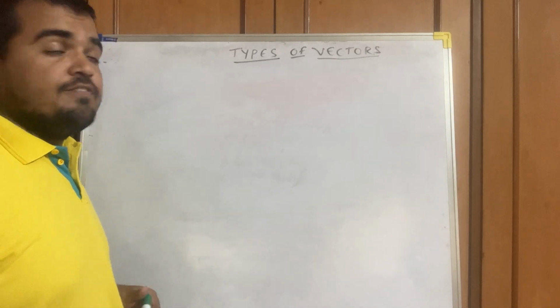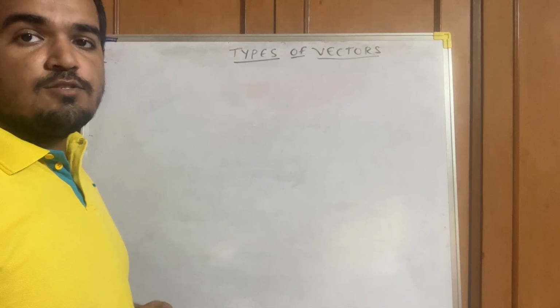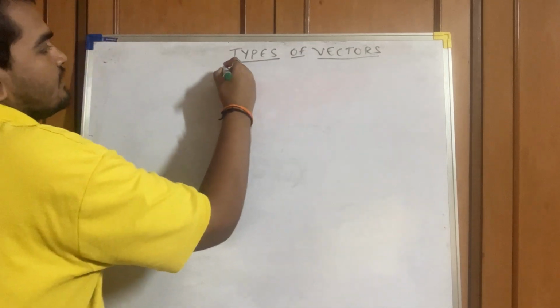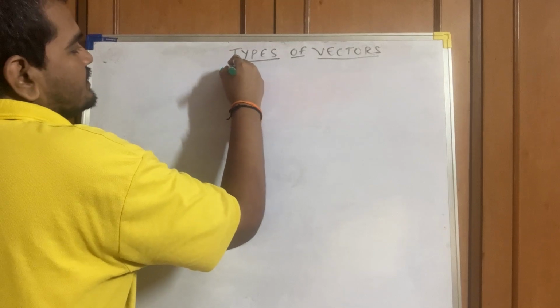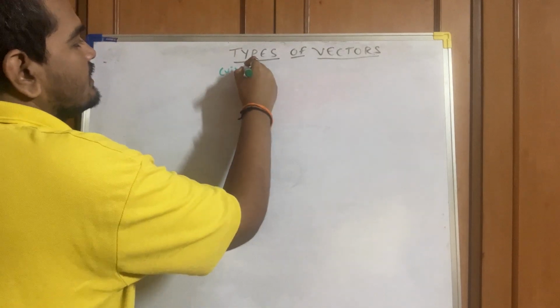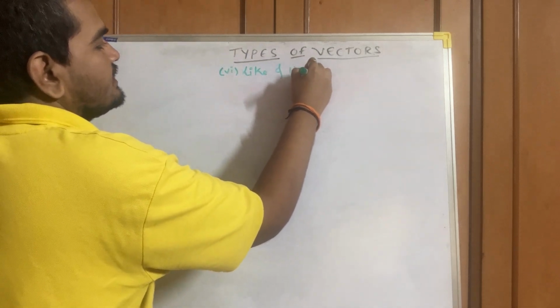In the last video we had studied about certain types of vectors. In this video also we shall continue with the rest of the types. Now the next type, that is the sixth one, is like and unlike vectors.